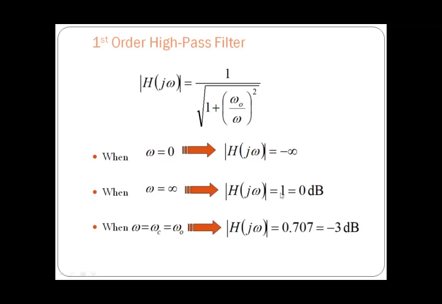If the transfer function is 1, in decibels it will be 0. When omega is equal to omega c, that is, if both are equal, this by this becomes 1, and 1 plus 1 becomes root 2. So it is 1 by root 2, and 1 by root 2 is nothing but 0.707. That is minus 3 dB when omega is equal to omega naught. When omega is equal to omega naught, it will be at minus 3 dB. When omega is equal to 0, it is minus infinity, and when omega is equal to infinity, it is 0 dB.